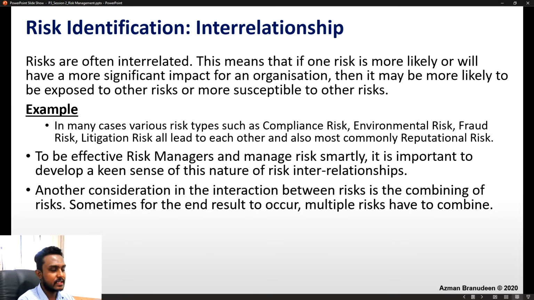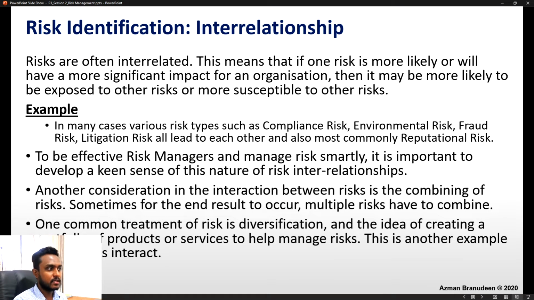Another consideration in the interaction between risks is the combining of risks. Sometimes for the end result to occur, multiple risks have to combine. There is an upside to it and a downside to it, because the higher the risk, the higher the return. If you're trying to exploit an upside opportunity, you might have to combine certain risks. On the other end, if you have a downside situation and risks are combined, then your exposure can be high, and the threat level of those combined risks can be higher than any individual risk. You have to understand that aspect as well.